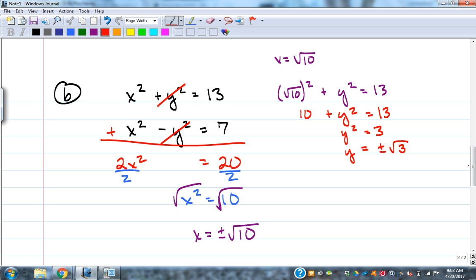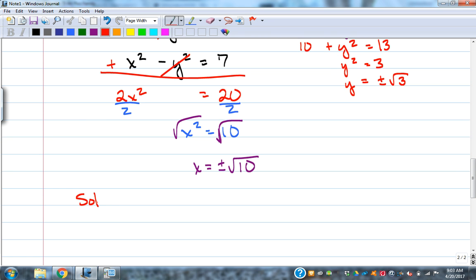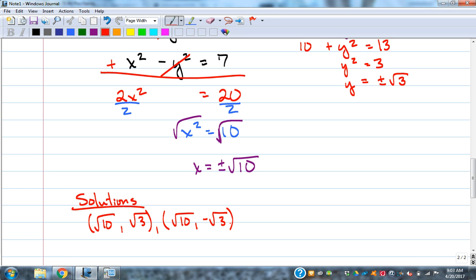When we go to write our solutions, I'm going to make a list over here. I've got square root of 10 and positive square root of 3, and then another ordered pair, square root of 10 and negative square root of 3. That's just from one x value. We got two different y values. That makes sense because we got two x answers since we had an x squared, and then when we plugged it back in, we had y squared. So that should get us two answers for y as well. That means we're going to get four answers.